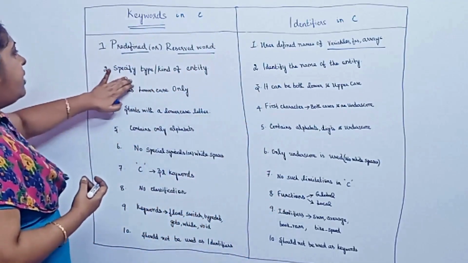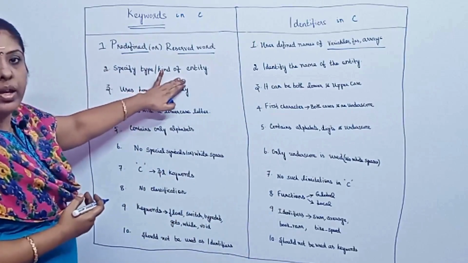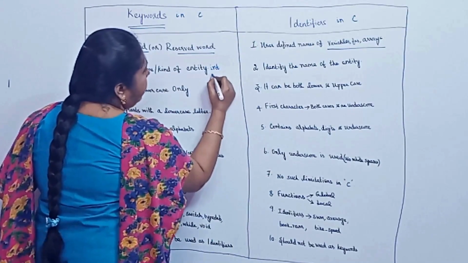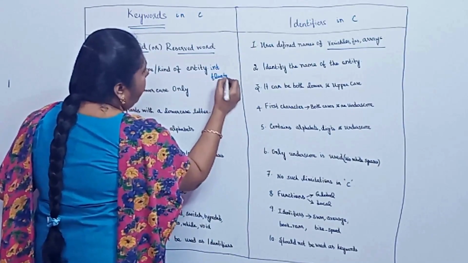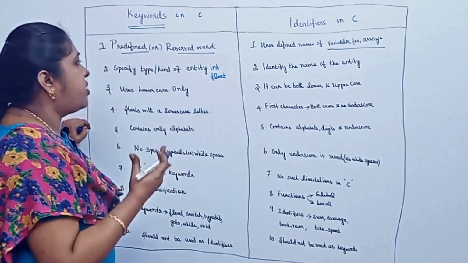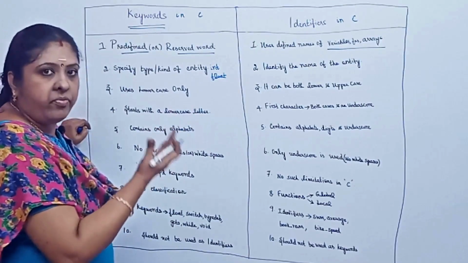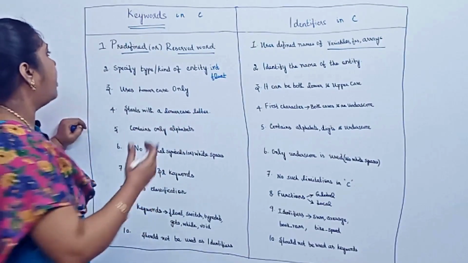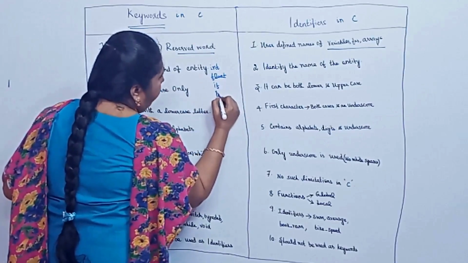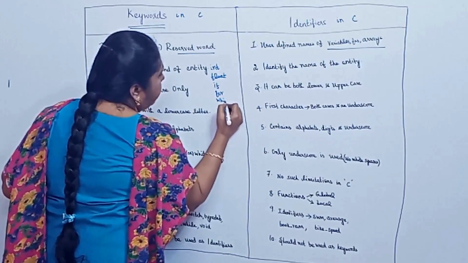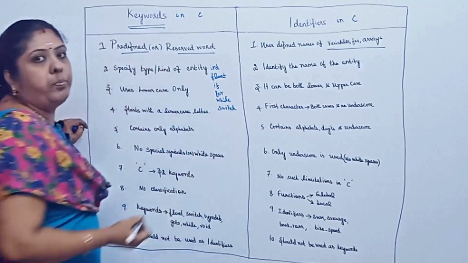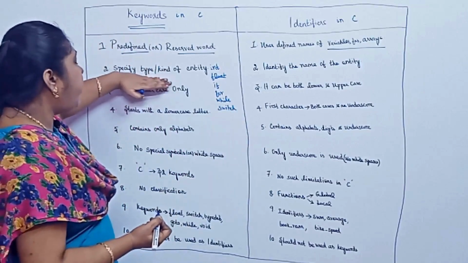The second one is that it specifies the type or the kind of entity. For example, integer, float, these are the types. That is, it defines the data types, that is, which data type the variable belongs to, integer or float. And then the kind of entity, it can be used as if, for, while, switch, etc.